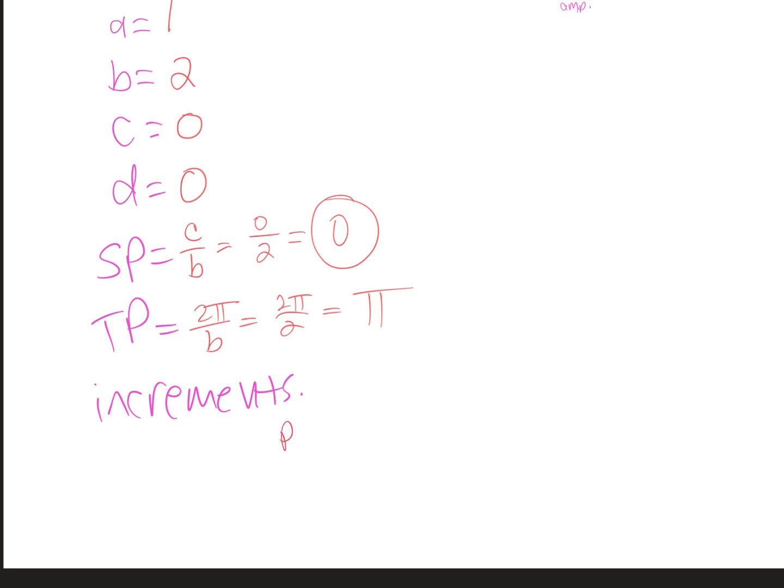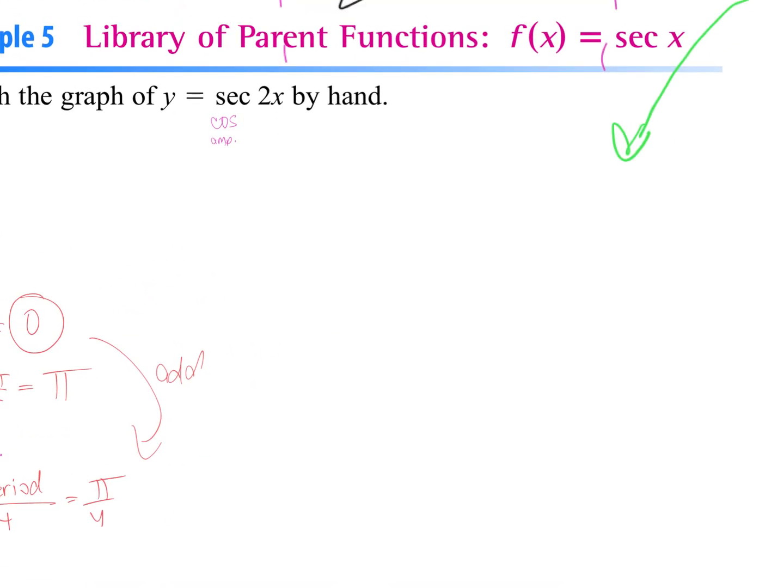So you're going to take your time period and divide it by 4. So we're going to say pi divided by 4. So what you're going to do is add pi over 4 to each area on your graph. And we're starting where? At 0. So I'm going to start here at 0. And then I have my tick marks.